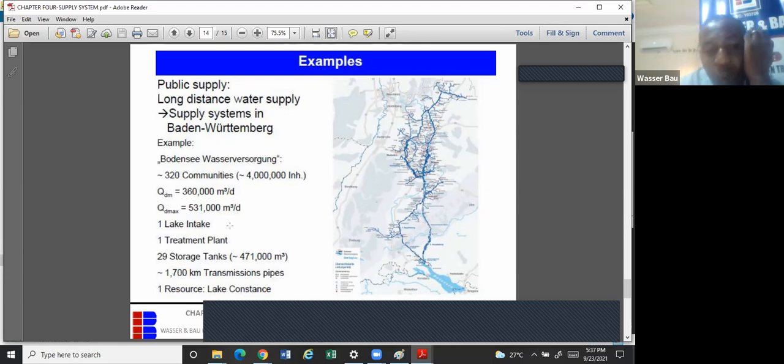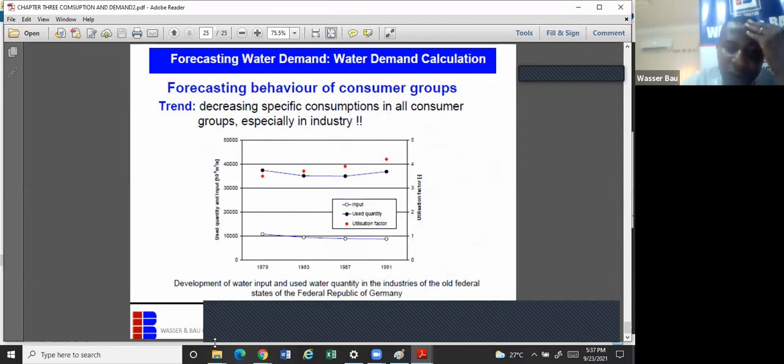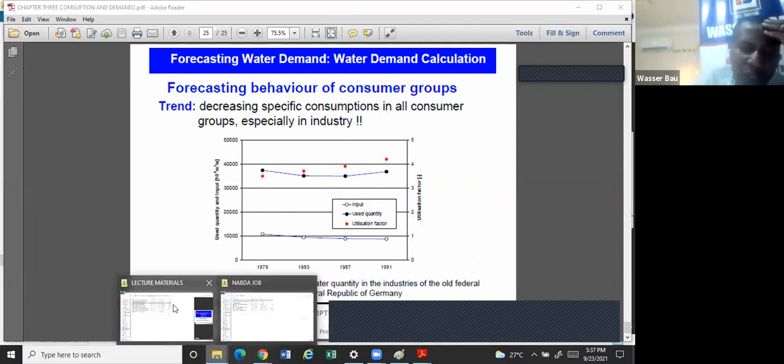And the water source is 1 treatment plant and 1 lake, and they have about 29 storage tanks. Okay, and they have 1 resource, which is lakes constant. This is another one for California. I mentioned it, okay, and so on and so forth. Okay, we're on track. We're in chapter 4, we're in chapter 5 now.